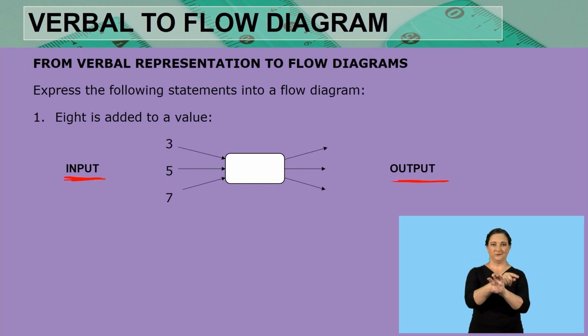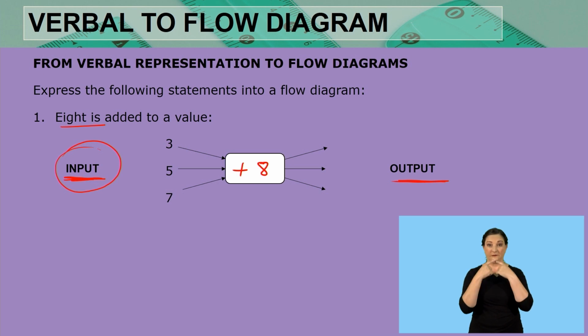What value are we talking about? That would be the values that we have in our input. So far in our input side, we have a 3, a 5, and a 7. And those are the values that we are going to be using for our flow diagram. In the middle here would be what is happening to those values. And our statement says 8 is added to those values. So that is a plus 8. And we are going to add 8 to each of those values.